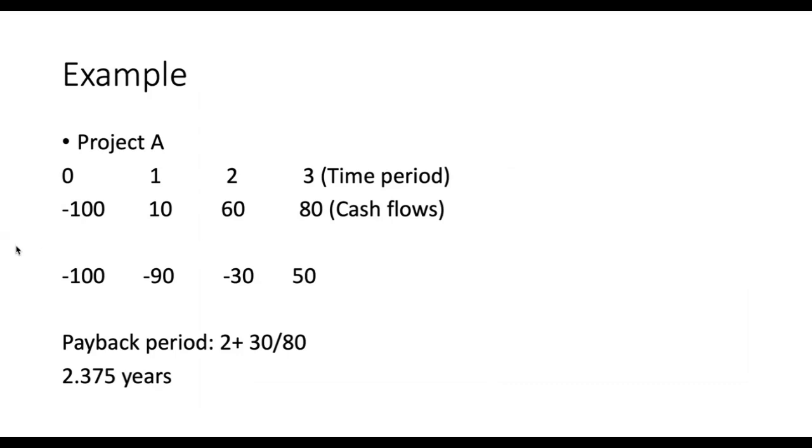What we do is we add the cash inflows to the negative cash flow, which is the cash outflow. So we add 10 to -100, and we get -90. Then we add +60 to -90, we get -30. Then we add +80 to -30, we get +50. So the payback period is 2 plus 30 over 80. Then what we do is we divide 30, that is the amount that is still to be recovered, by the positive cash flow of year 3, that is 80. And the payback period turns out to be 2.375 years.